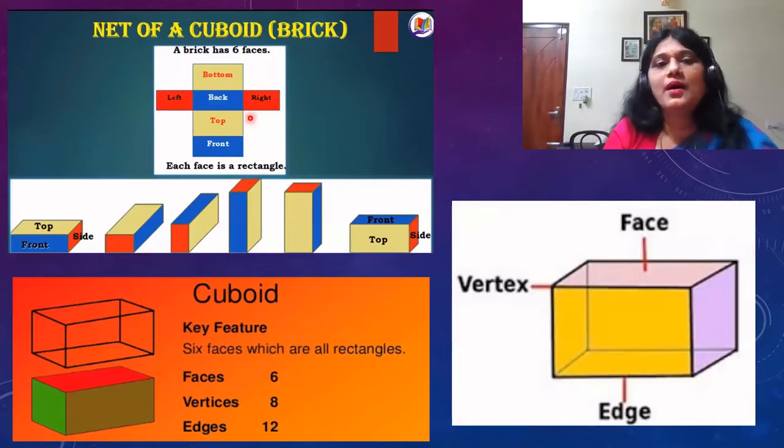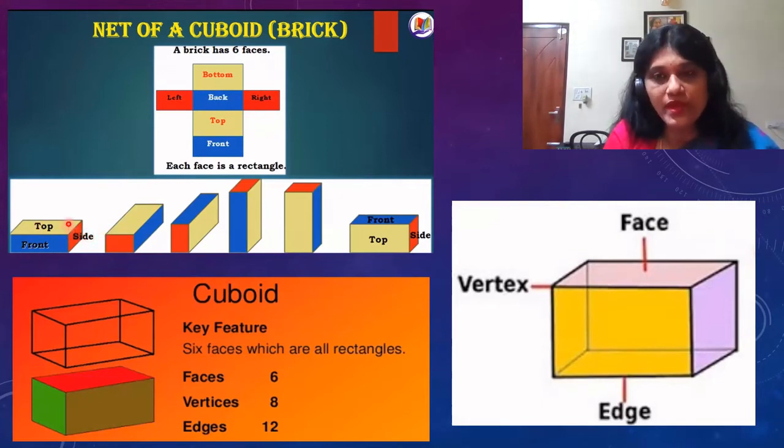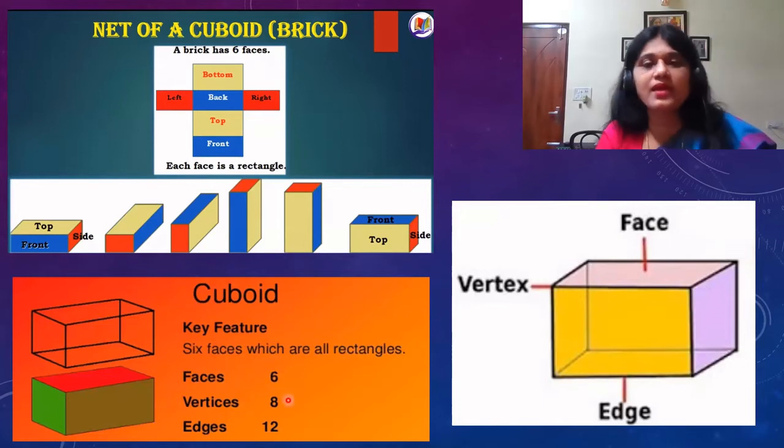Now, a brick has 6 faces. Yes, 1, 2, 3, 4, 5, 6. But we can actually see 3 faces at a time: top, front, and side. Right? So, how many faces does a brick have? A brick has 6 faces.